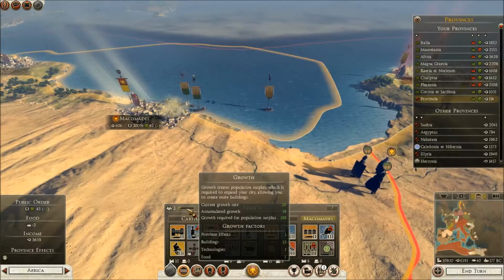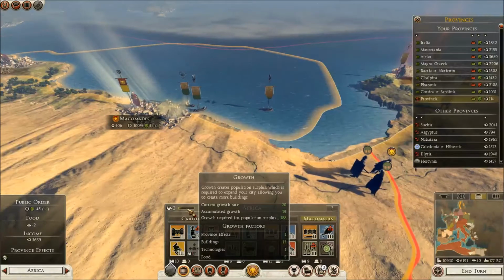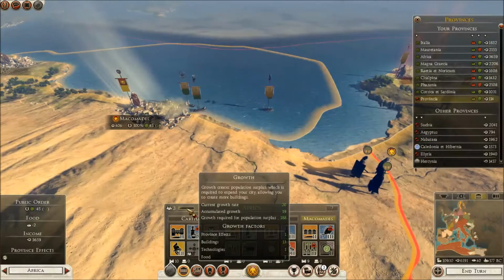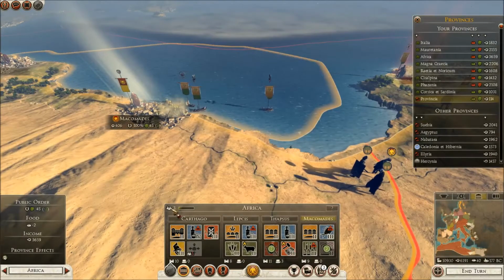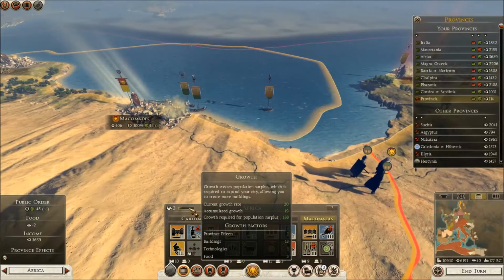Right now I have 19 accumulated growth. So next turn I will have 39 accumulated growth. And then it will grow by another 20 and so on and so forth until it reaches 188, which is the growth required for a population surplus. When that happens, this little number is going to change to a 4, and then I will be given a new number required for a population surplus, and it will continue to grow.